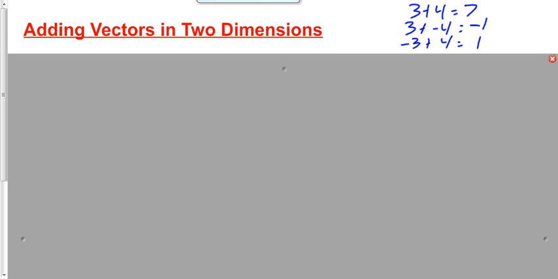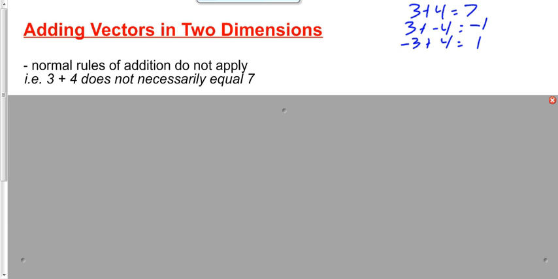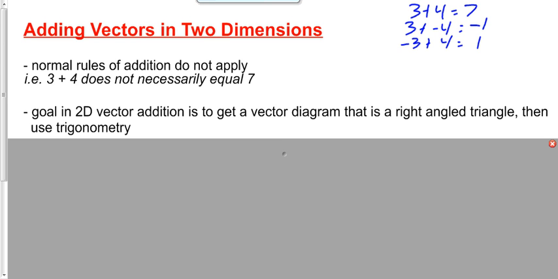Well, remember, ultimately, we're still adding them together. We're still adding vectors together. It's just that now 3 plus 4 doesn't necessarily equal 7, and 3 plus 4 doesn't even necessarily equal 1. So how do we do it? How do we add them together now according to this new two-dimensional thing? Well, the goal, there's always a goal here in this method, and that's going to lead us to solving for the sum of these vectors.